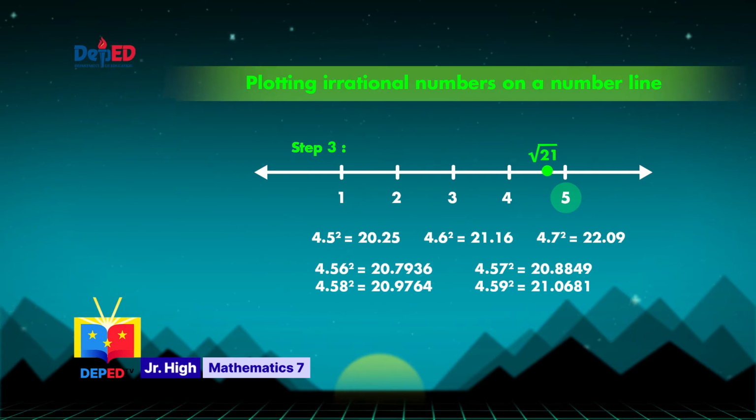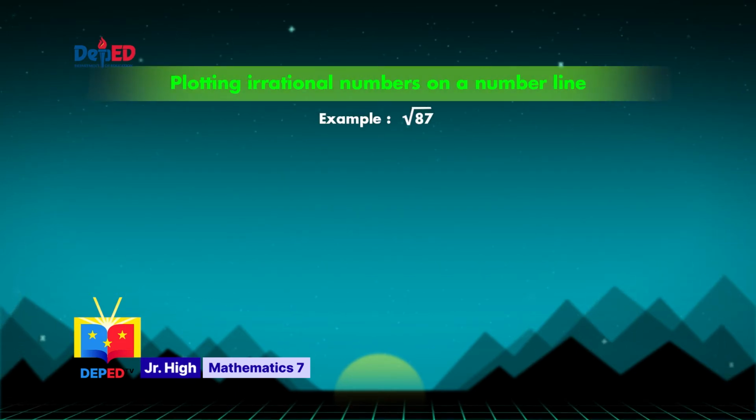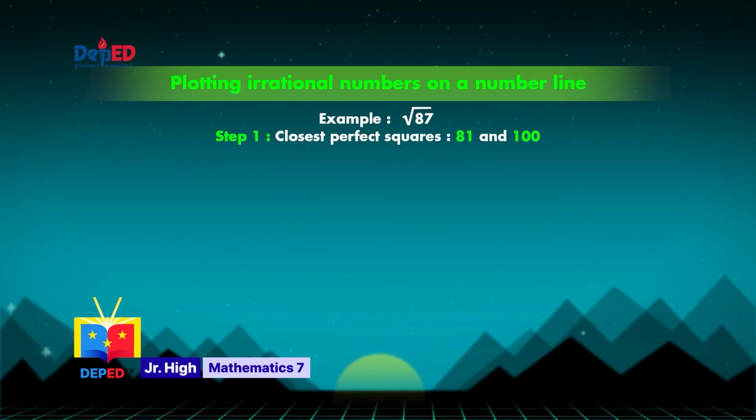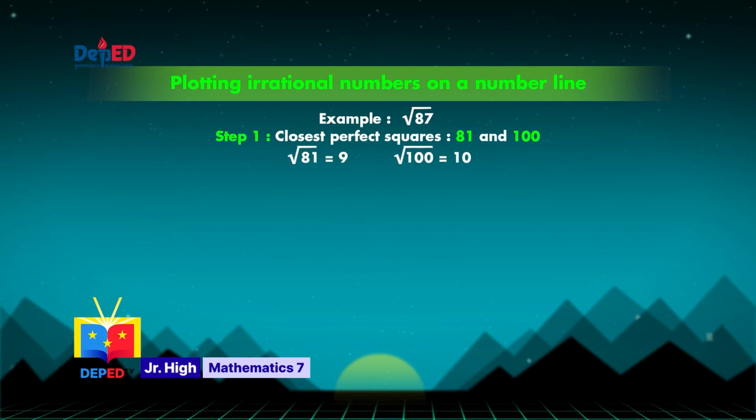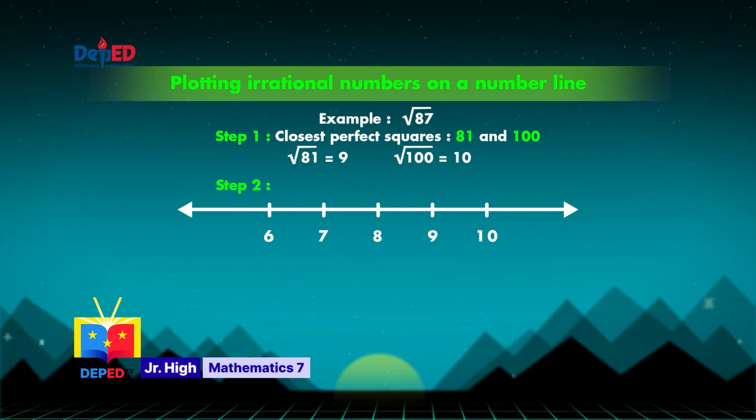Next example, locate and plot the square root of 87. Step 1. 87 is closest to the perfect squares 81 and 100. The square root of 81 is 9, and the square root of 100 is 10. So, the square root of 87 would likely fall between 9 and 10. Step 2. 87 is closer to 81 than to 100. So the square root of 87 is closer to 9 than to 10.